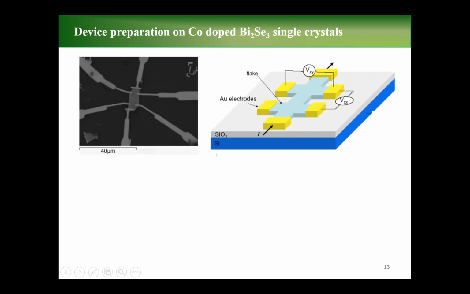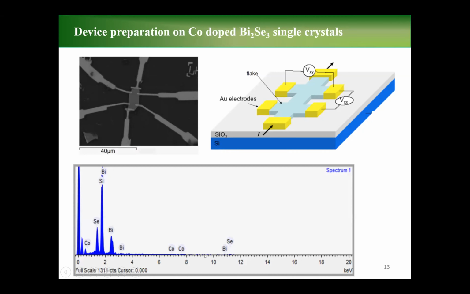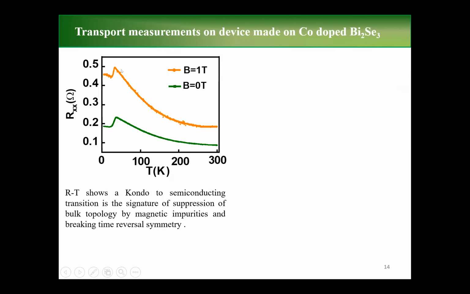Next, in order to confirm whether this flake has cobalt concentration, we again performed the EDAX spectrum, and we found that here also we can see some cobalt concentration was present, right? So next we performed the transport measurement or electrical measurement on this device, and the RT curve shows a metal to semiconductor transition.